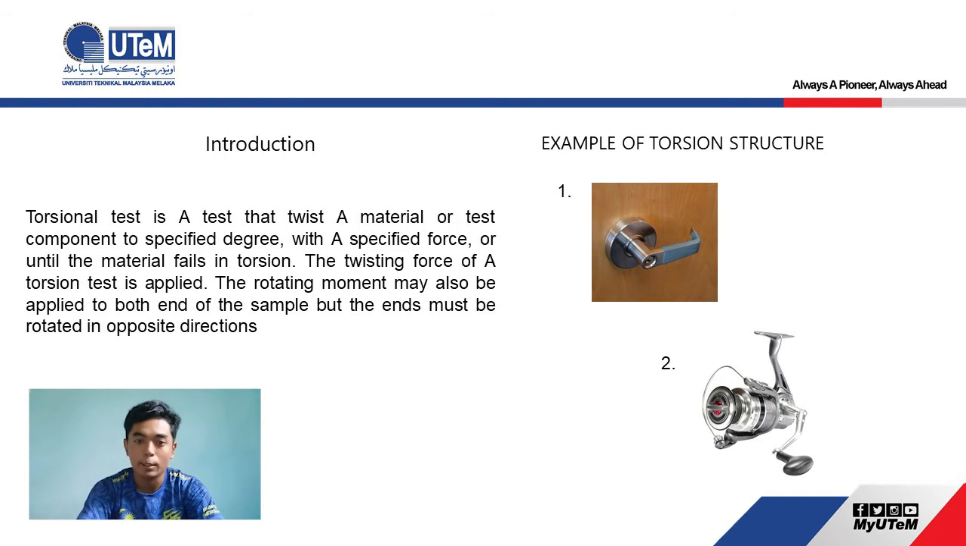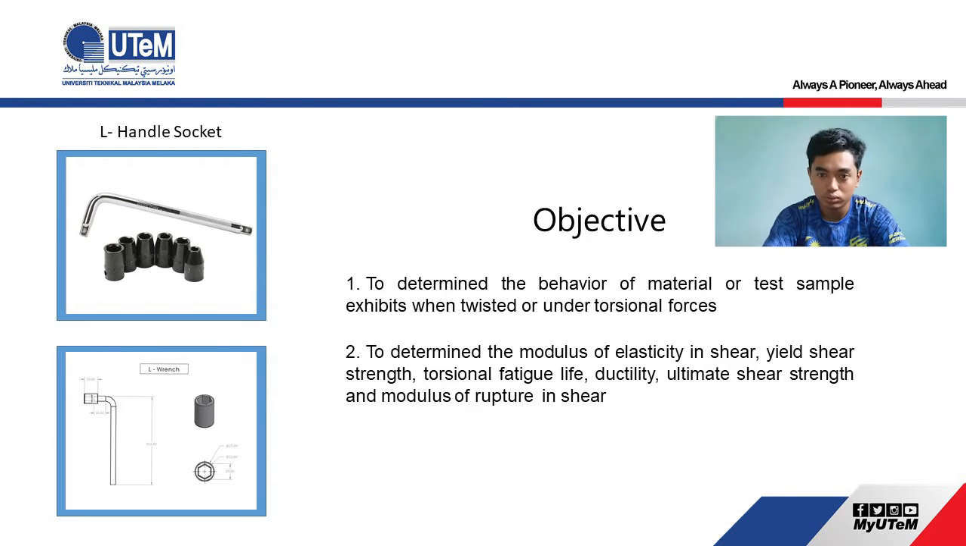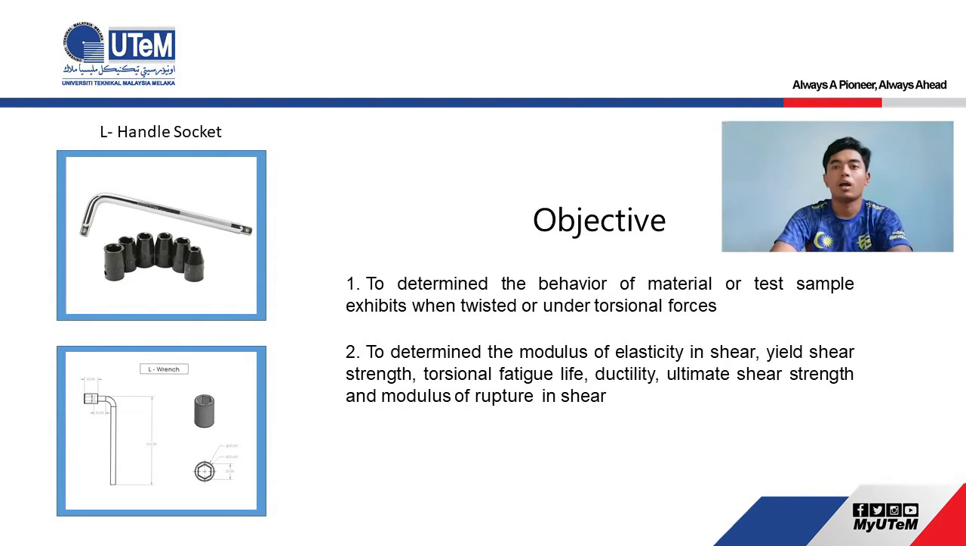There are a lot of structures that link to torsion, such as door handles, fishing rails, and many other things. For our group, we chose the L handle socket. The basic experiment for the course is how to loosen and tighten the screw of a tire. When we choose this structure, we must explain the objective of our experiment.